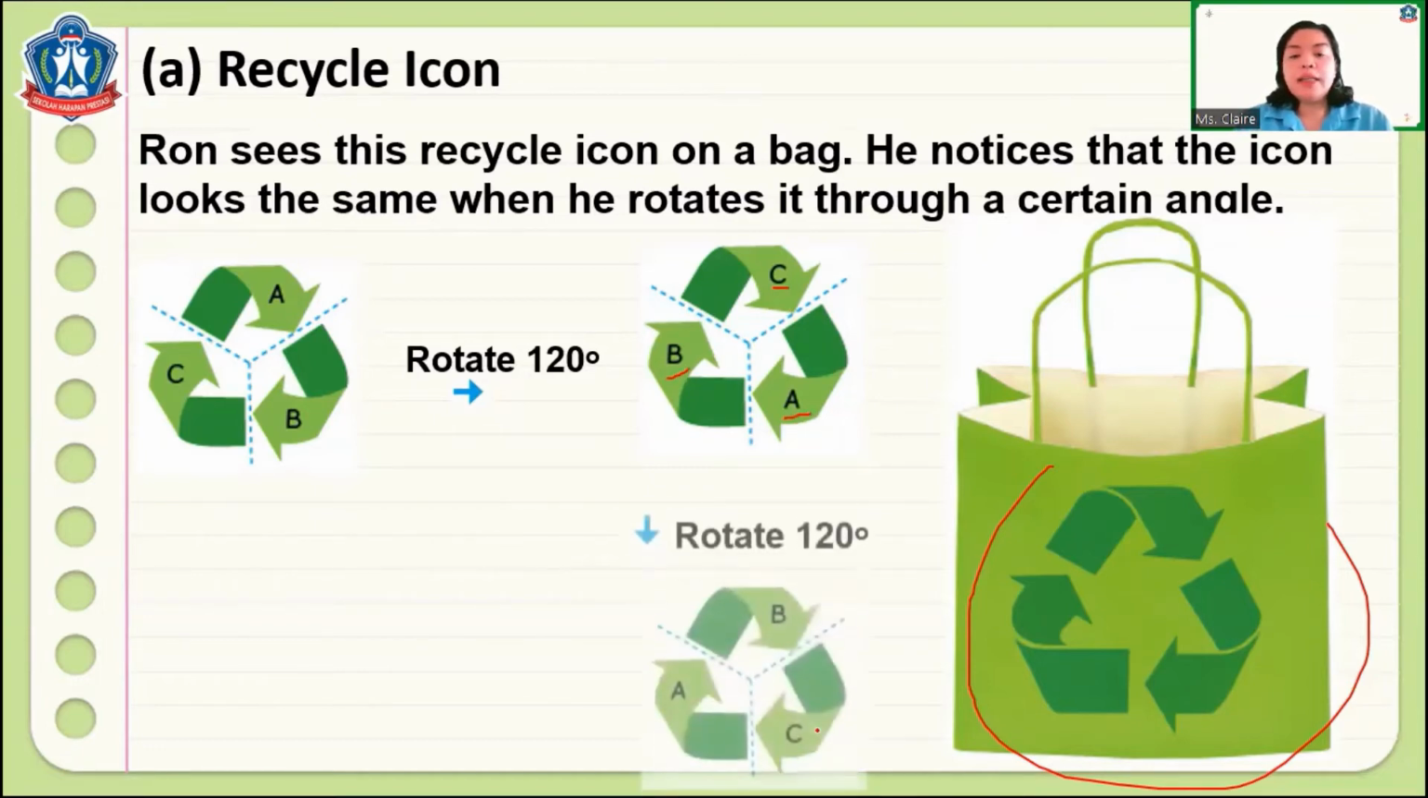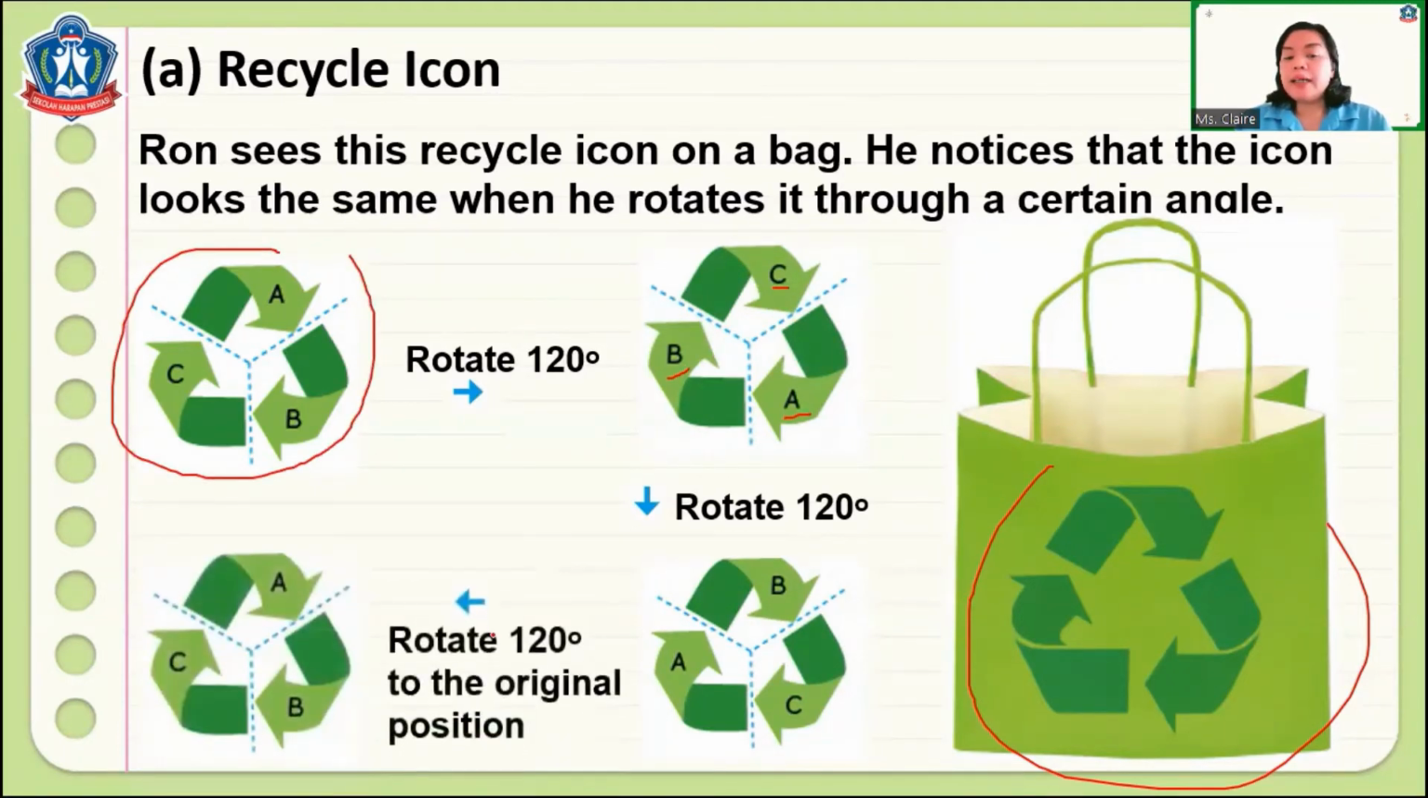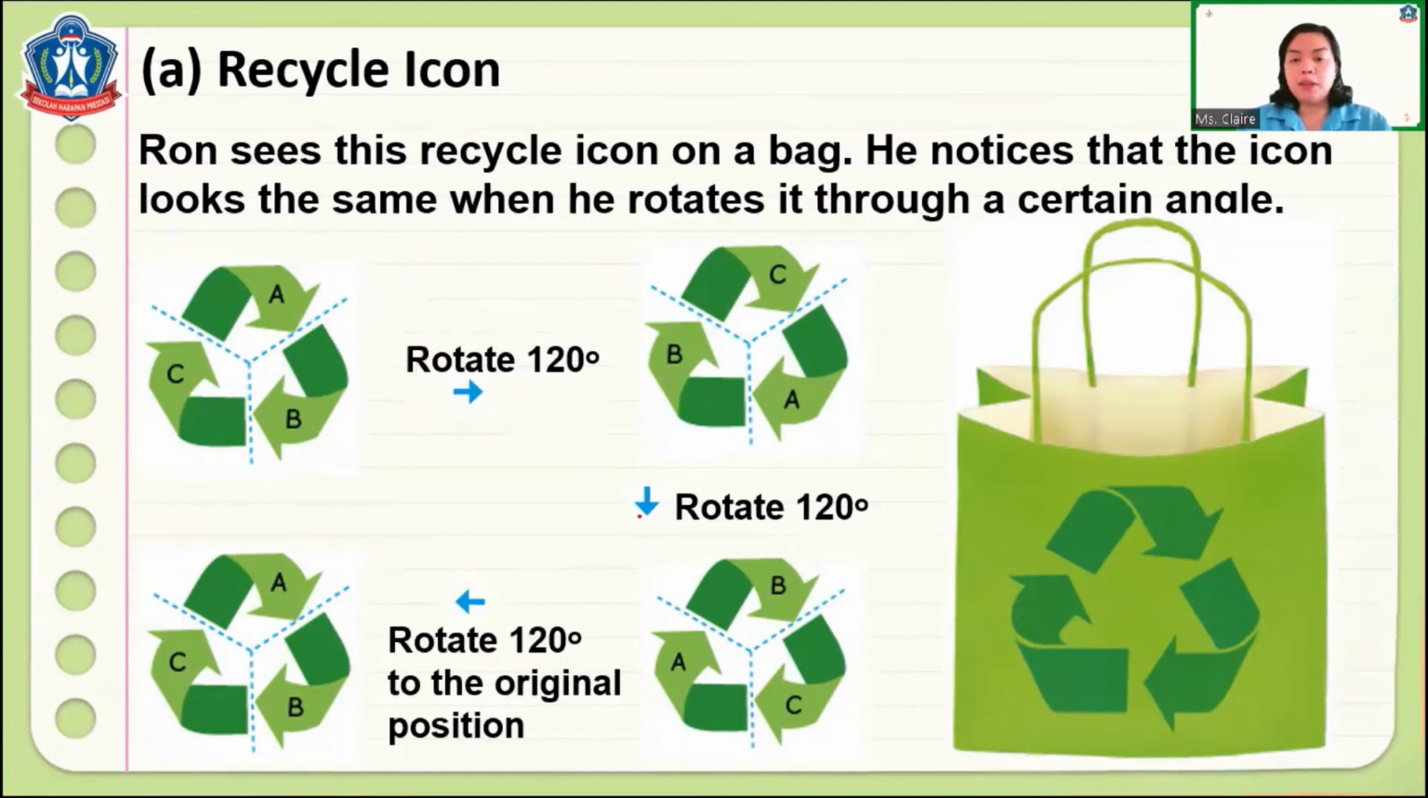When he rotates it again by 120 degrees, the same. Still, the shape still looks like the original. This is the original shape. And he rotates again, 3 times. The third time by 120 degrees is still the same. Therefore, this logo can be rotated 3 times at a certain angle, which is 120 degrees, and it is still the same as the original position.